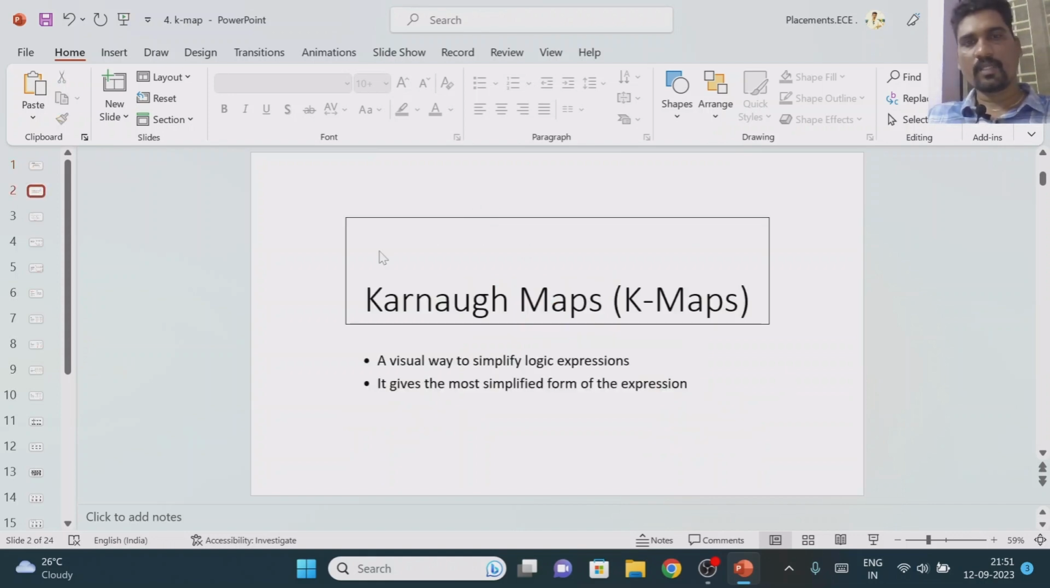Now, what are the advantages of the K-map? You can see that it is a visual way to simplify the logic expression. One more thing, it gives the most simplified form of the expression. So these are some of the advantages of the K-map. In this class, our plan is to see the different types of representation of the K-map, I mean, the different types of variable K-maps. Then, how to represent the value inside each cell. That is what we are going to see in today's class.